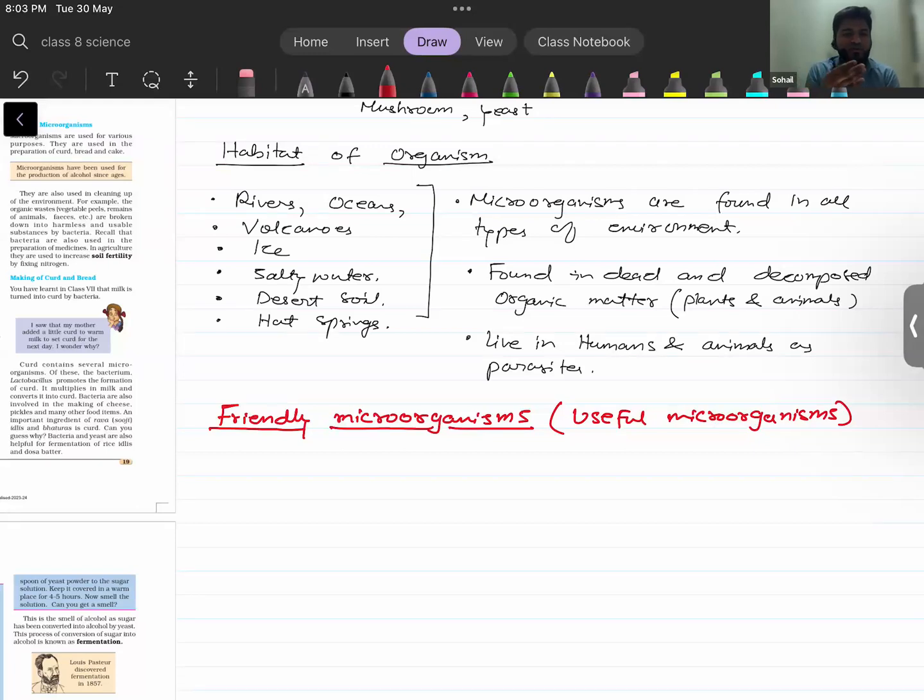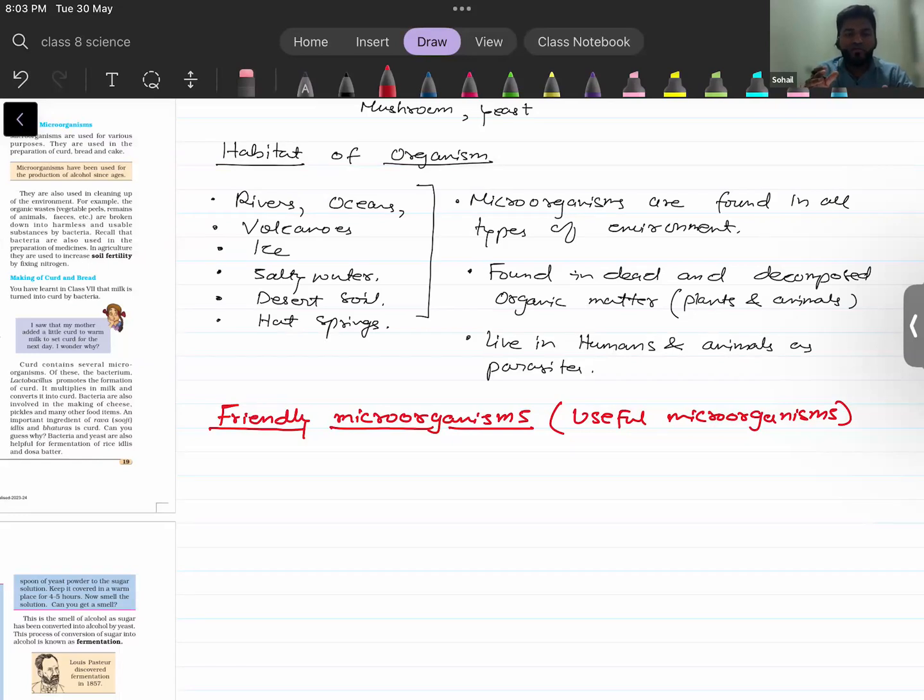Dead plants, right? If there's a dog lying dead somewhere and there is no one there to pick it up, cremate it or bury it, what is going to happen when it is left in the open? Microorganisms and insects are going to feed on it. After a few days only the bones of that dog will be left.